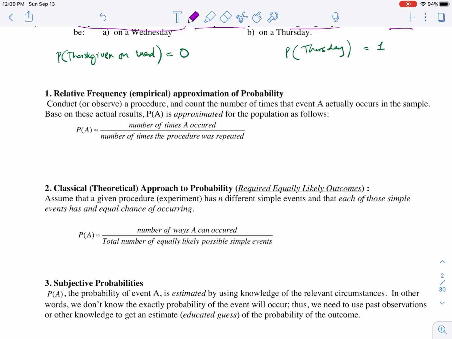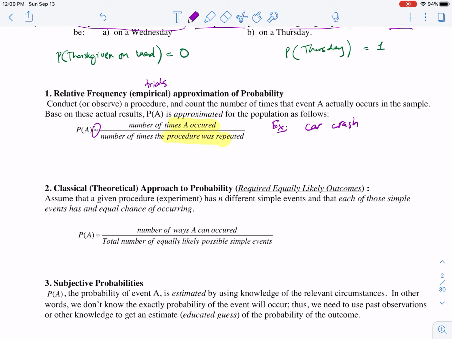3 different ways. The first one is relative frequency or empirical. This is more like trials to experience. Okay. This is where we use trials to approximate the probability of some event occurring by conducting the procedure a number of times and seeing how many times an event occurred during that procedure, right? So notice that we have an approximation symbol right there. Okay. An example of this would be car crash, right?